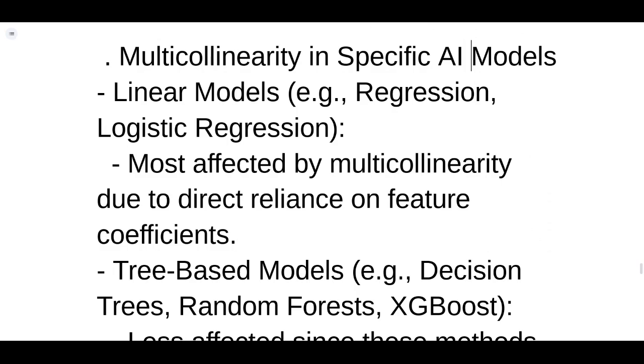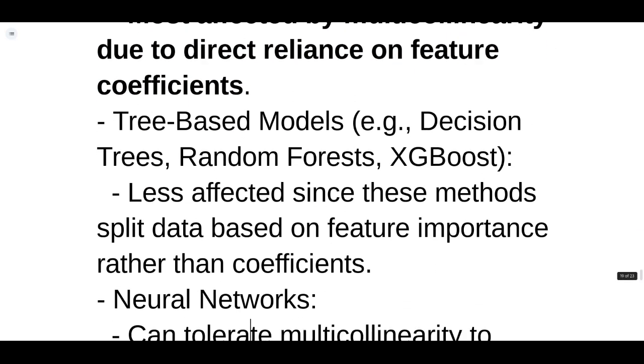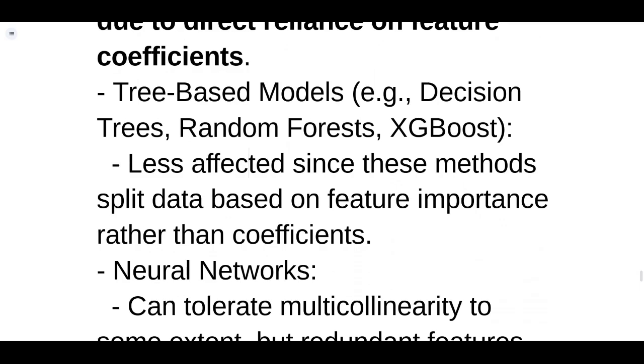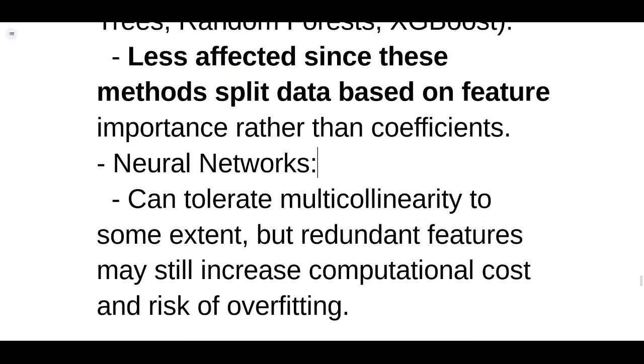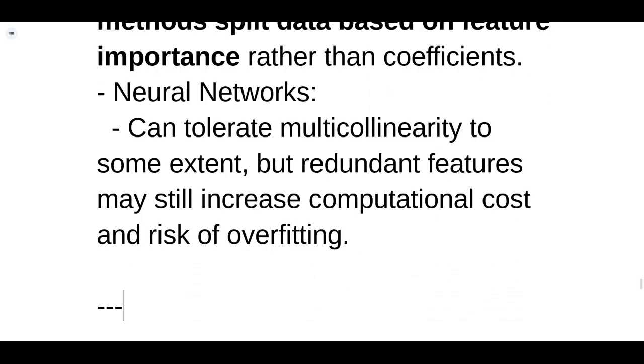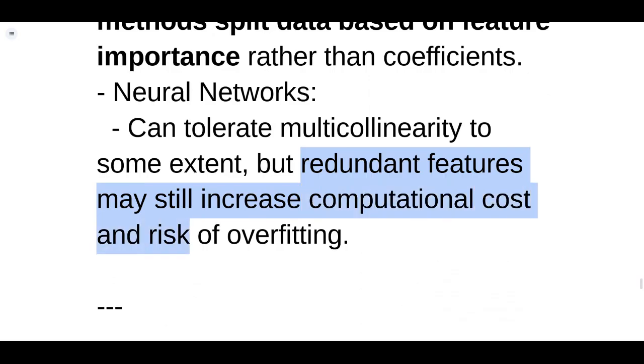Now, multicollinearity in specific AI models. Linear models, such as regression and logistic regression, are most affected by multicollinearity due to direct reliance on feature coefficients. Tree-based models, such as decision trees, random forest, and XGBoost, are less affected since these methods split data based on feature importance rather than coefficients. Neural networks can tolerate multicollinearity to some extent, but redundant features may still increase computational cost and risk of overfitting.